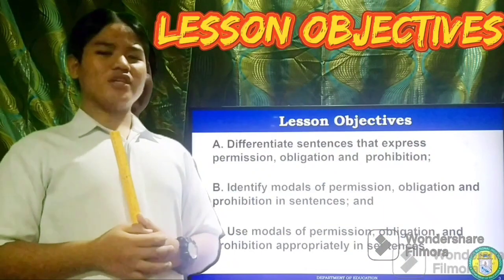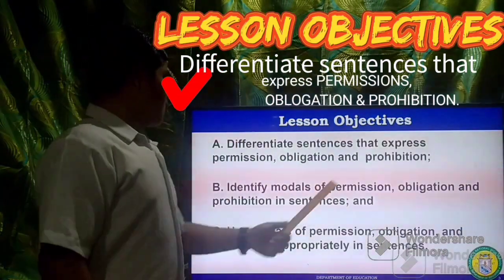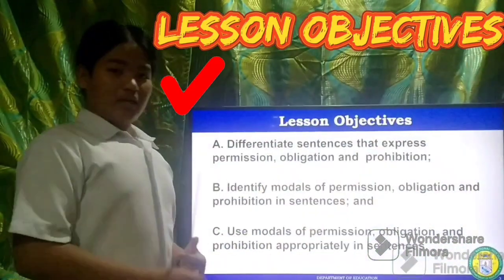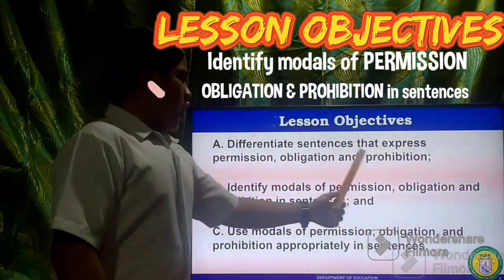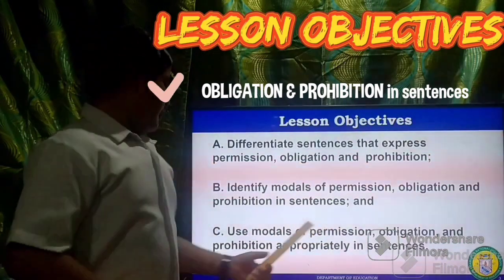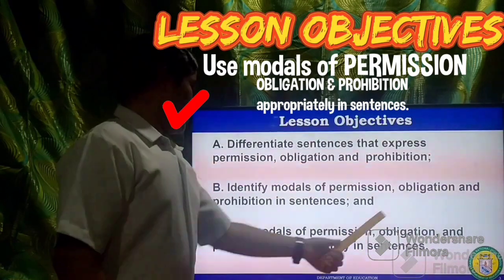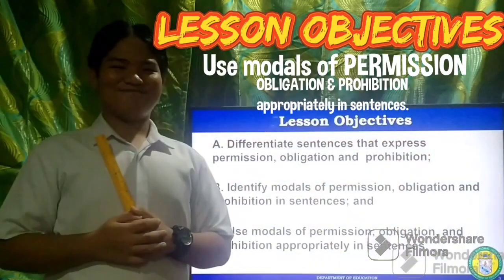Here are the lesson objectives. Letter A. Differentiate sentences that express permission, obligation, and prohibition. Letter B. Identify modals of permission, obligation, and prohibition in sentences. And letter C. Use modals of permission, obligation, and prohibition appropriately in sentences.